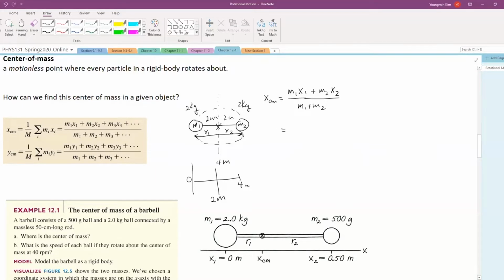But let's just see if this equation confirms what your intuition has done. Here, the first mass is 2 kilograms, and from this reference point on this axis, the distance to it is 0. And the second object is also 2 kilograms, and from that reference point, it is 4 meters apart.